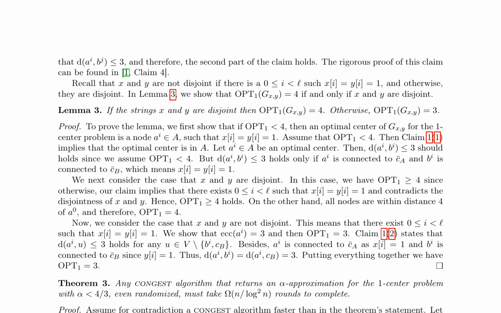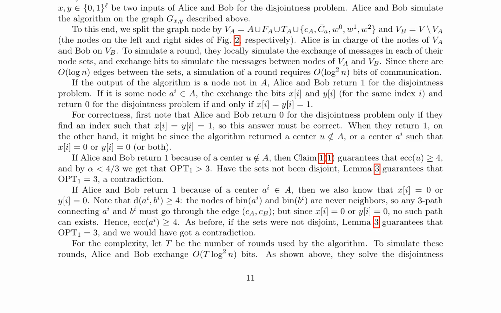Theorem 3 states that any CONGEST algorithm that returns an alpha approximation for the one-center problem with alpha less than 4/3, even randomized, must take omega of n over log 2n rounds to complete. The proof involves assuming the existence of a faster algorithm and simulating it on the graph G_x,y. Alice and Bob, who are in charge of the nodes on the left and right sides of the graph, respectively, simulate the algorithm and exchange bits to simulate the messages between nodes.